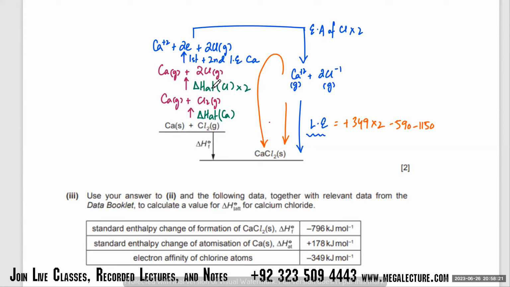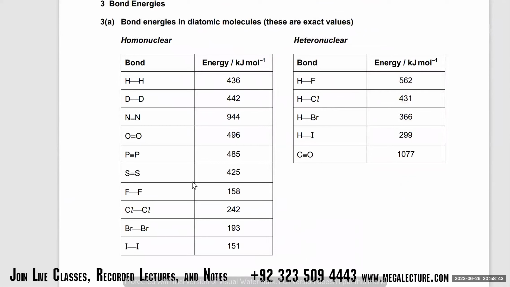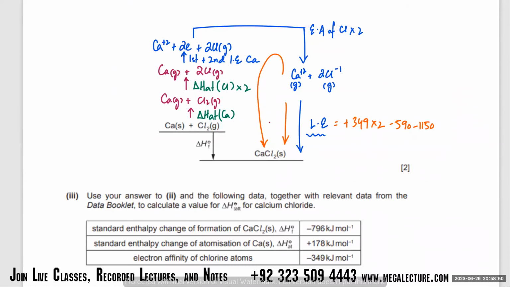Enthalpy of atomization of Cl, is that given over here? It is not given. So what is the enthalpy of atomization of Cl? It's just breaking the Cl-Cl bond. The bond energy of Cl-Cl is given over here, 242. So it's going to become minus 242 because you're going in the opposite direction.